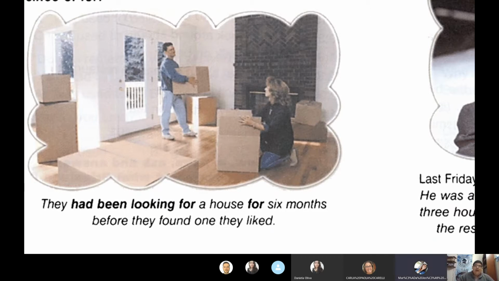Pay attention to how we use the past perfect to emphasize the duration. They had been looking for a house for 6 months. That is what is important here, that they had been looking for it for 6 months. The time, I mean. Okay, so it happened before another action. And now, Lucas, are you there?